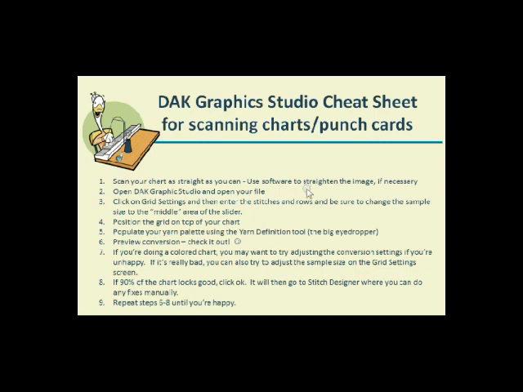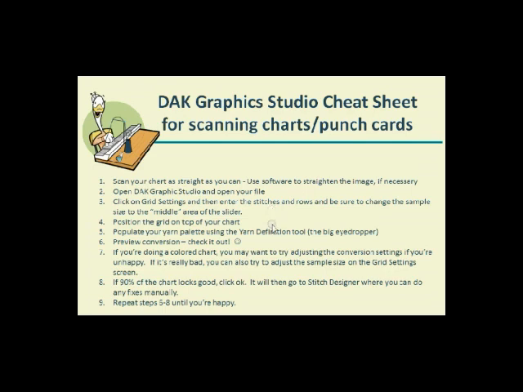We use Adobe Photoshop to straighten it out so that the vertical and horizontal lines are as straight as they possibly can be. Then you want to use the Graphics Studio to open the image, and you'll see in a minute that there are some grid settings. So you want to set that to the number of stitches and rows that your grid has. Then you want to make sure that the sample size, which is where it's going to get the colors from, is in the middle area.